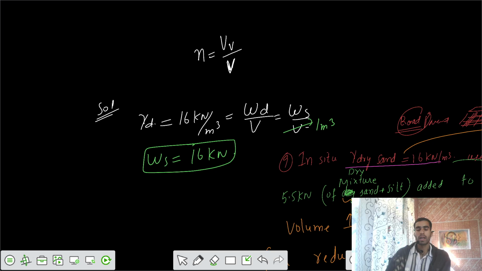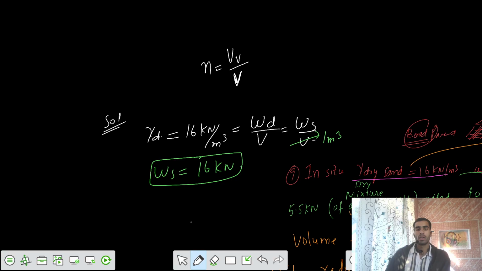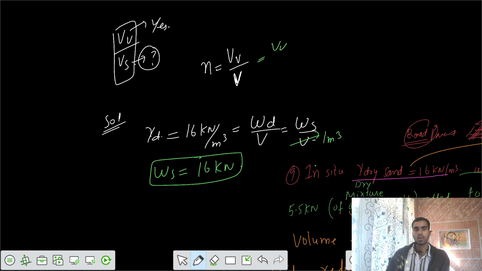So at the dry condition, for the first case, we have a two-phase diagram. We have a volume of voids and we have a volume of solids. If I get the volume of solids, somehow can you get the volume of voids? I would say yes. Your total volume is 1 meter cube. Now we need to calculate volume of voids. For that, we have to calculate volume of solids.